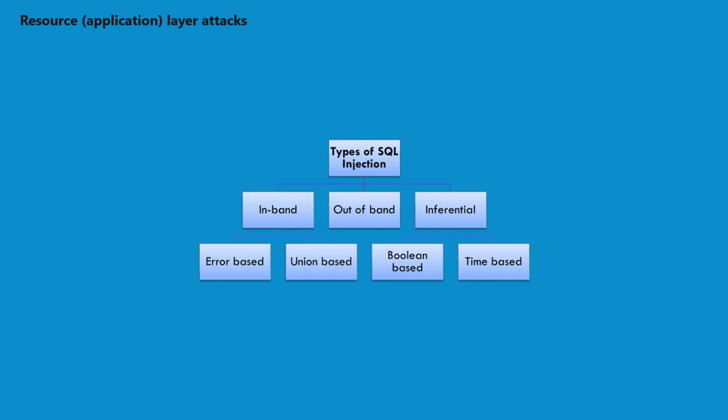The third type of attack is the resource or application layer attack. These attacks basically target web application packets to disrupt the transmission of data between hosts. They include HTTP protocol violations, SQL injection, cross-site scripting, and other layer-7-driven attacks.